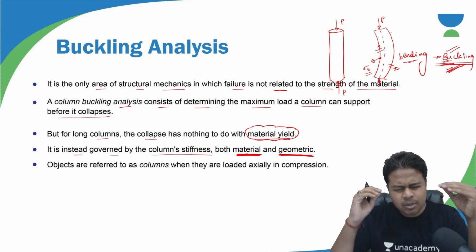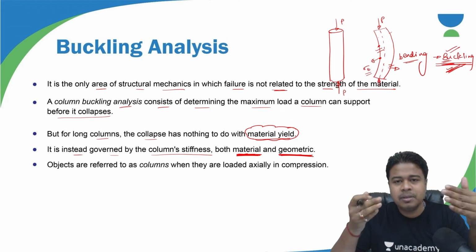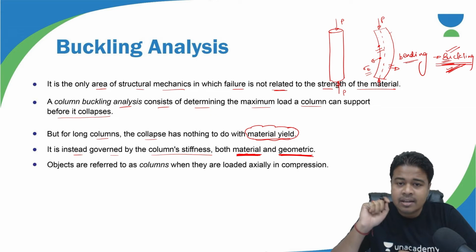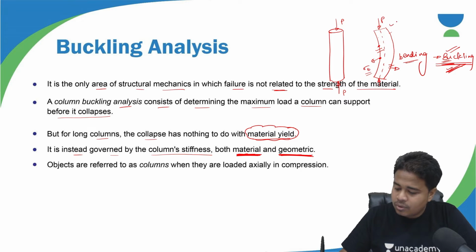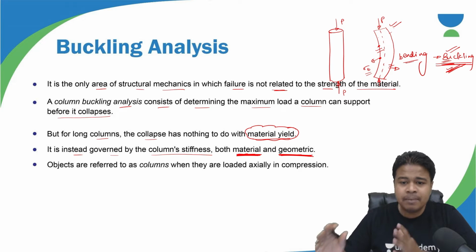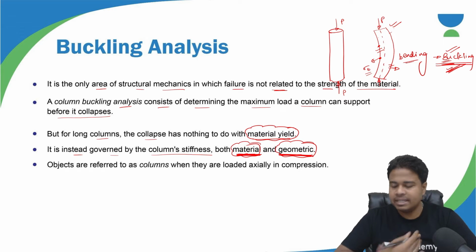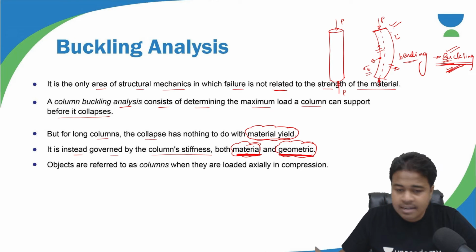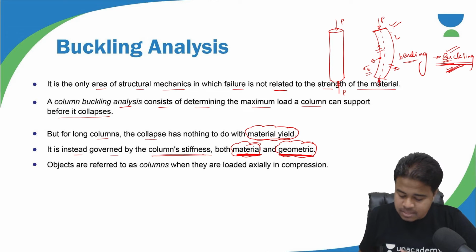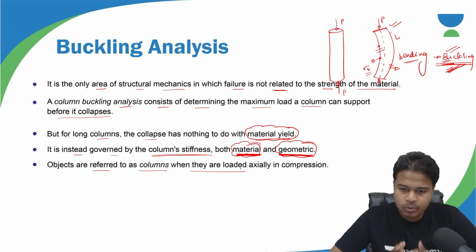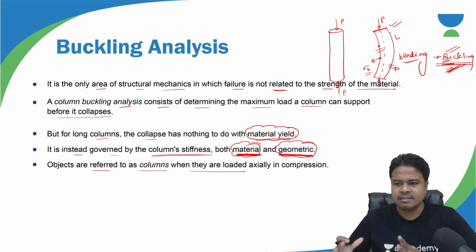But here we will not compare our maximum stress with the yield stress. We will be quite lower than the yield stress, because the load acting on this will depend not only on the material, but also on the geometry. Geometry means its cross section, its length, everything. So that will define the column's stiffness. Objects are referred to as columns when they are loaded axially in compression. That is already discussed.